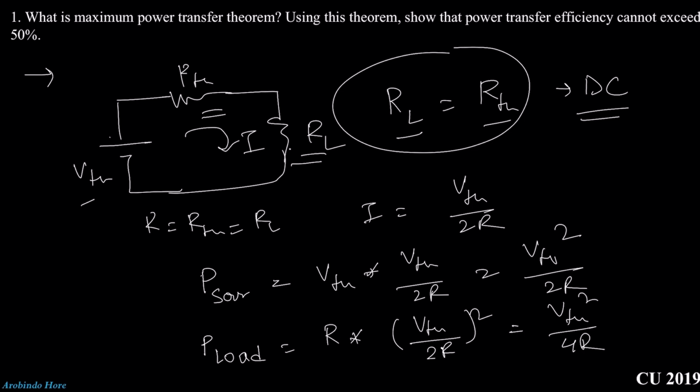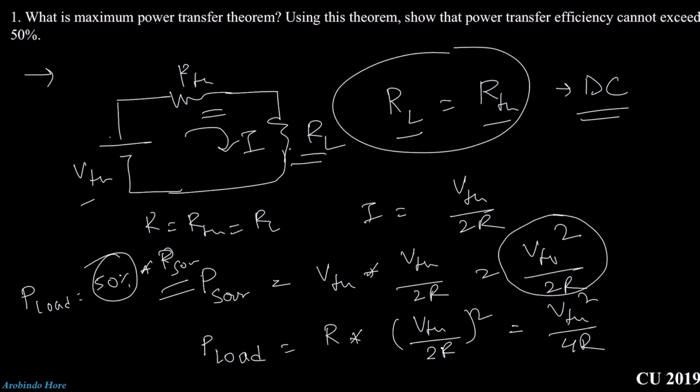Right? Now you can see the P load is 50% of P source. Okay, that means when the maximum power is delivered from source to load, at that time how much power we get is 50%. Here you can see it is VTH square by 2R, and the power we got in the load is VTH square by 4R. That means 50%. Okay, for the detailed video, please check out yesterday's video on the maximum power transfer theorem, where I proved the theorem in the simulation as well as theoretically by calculation. Okay, let's go to the next problem.